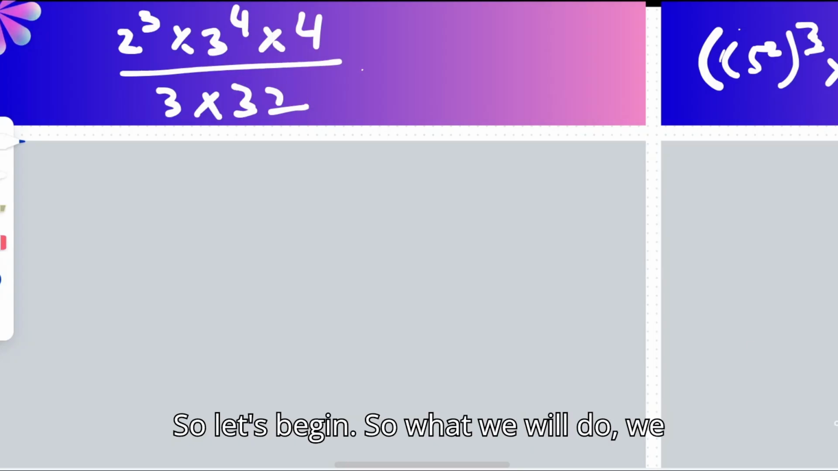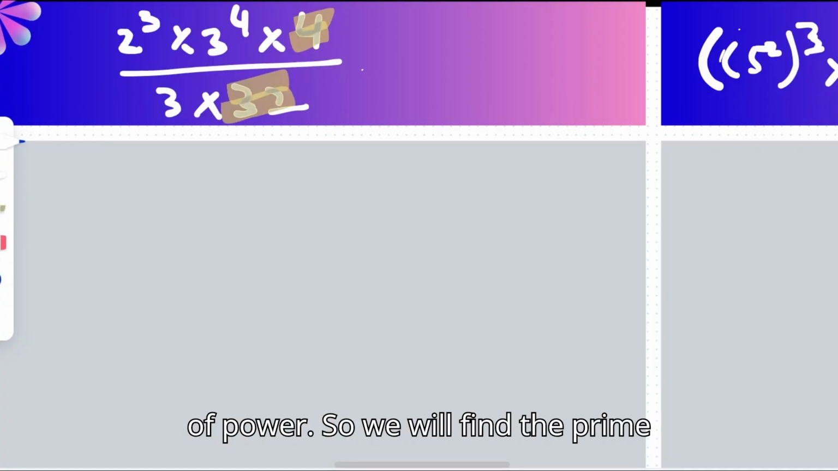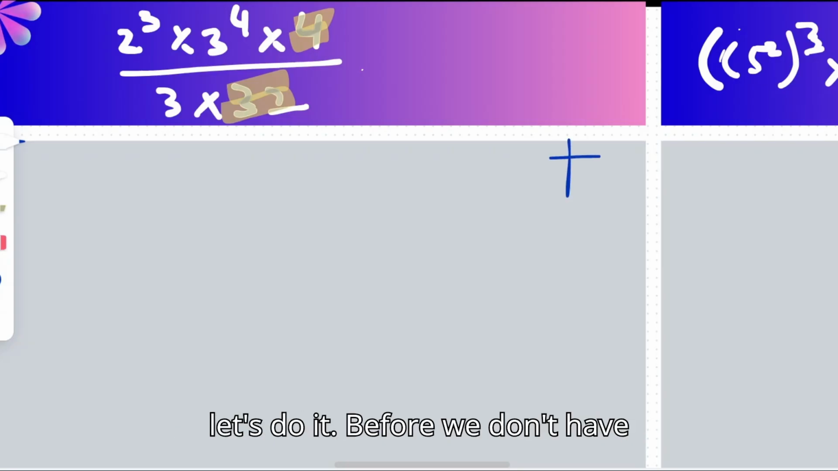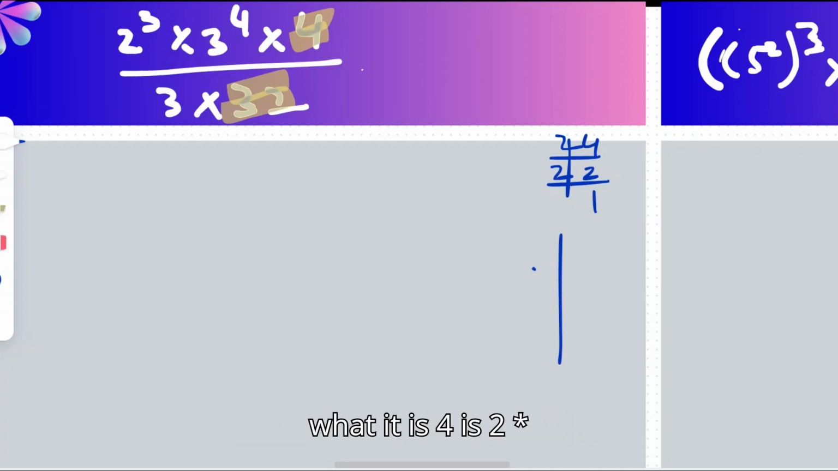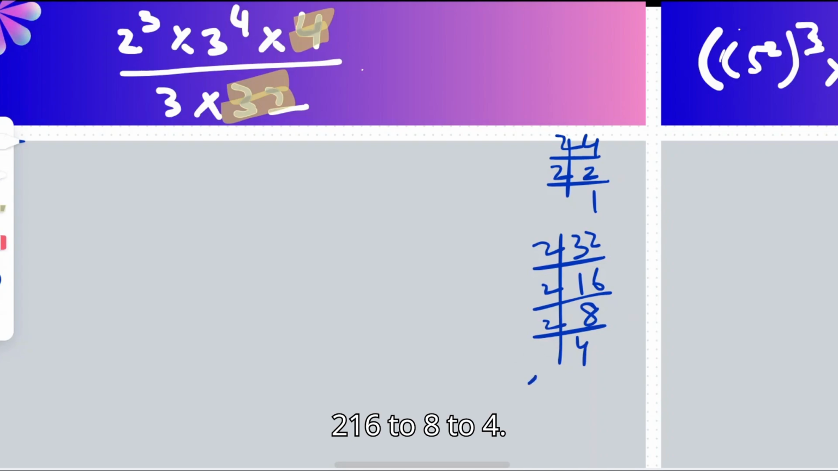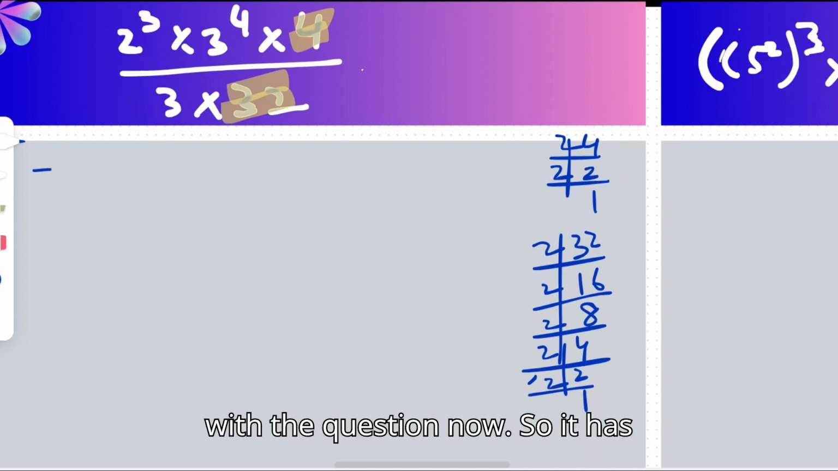So let's begin. We will try to convert 4 and 32 in terms of power. So we will find the prime factorization of 4 and 32. Let's do it for 4. We don't have to do it, okay? We know what it is. 4 is 2 times 2. And what is 32? Let's check. 2, 16; 2, 8; 2, 4; 2, 2; then 2, 1. Okay, so let's start with the question now.